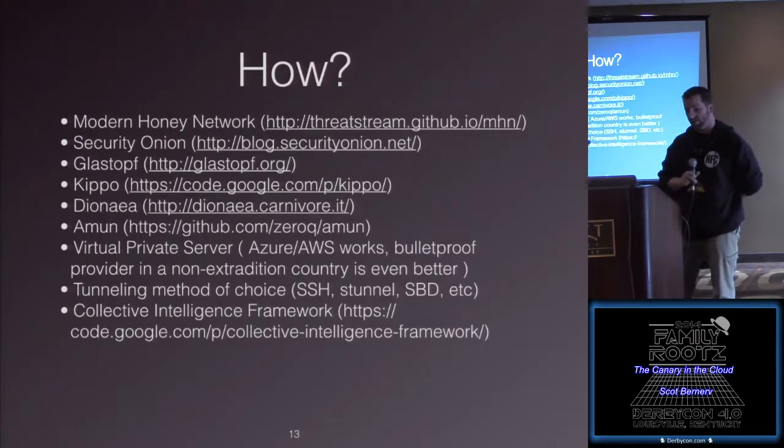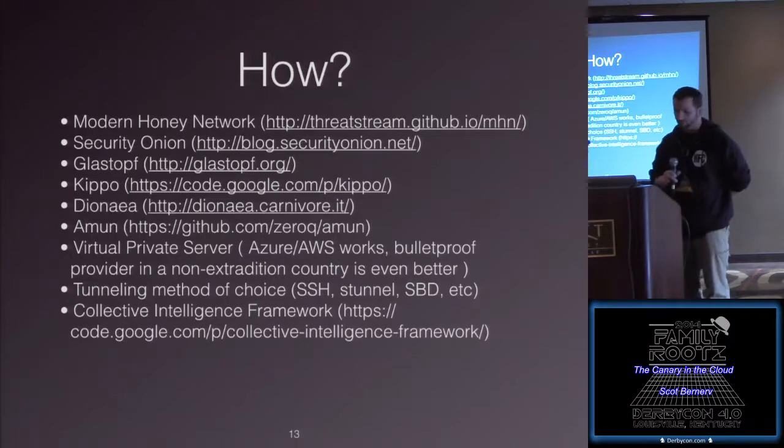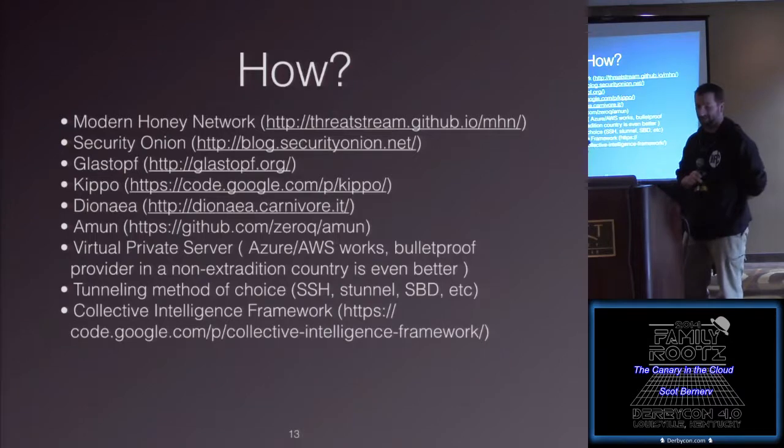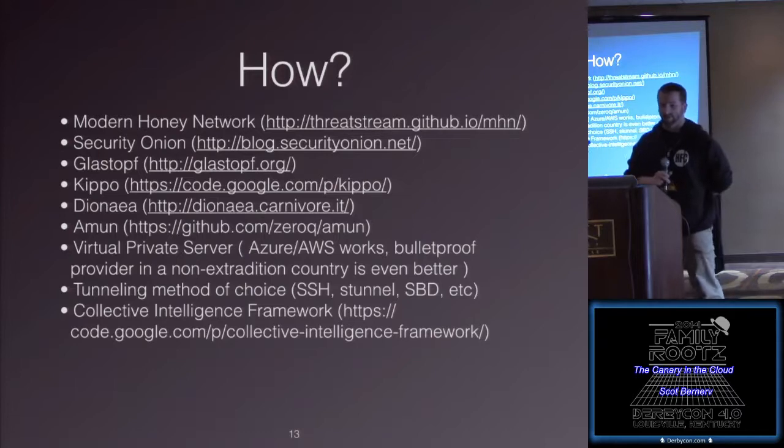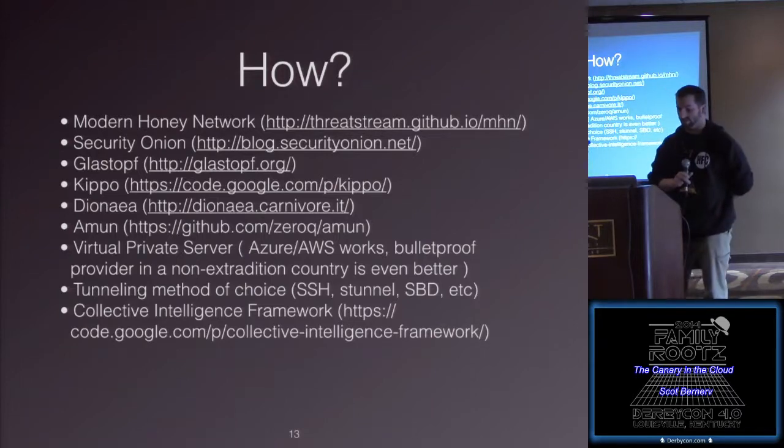In addition to that, you're going to need a couple of virtual private servers, cloud instances. I used Amazon and Azure, but if you have a bulletproof provider and a non-extradition company or country, that's probably even better. Then basically what you've got to do is patch these together, and the way you do that is by tunneling. You have a bunch of different options for tunneling, and I'm sure there's more than I detail here, but I used a variety of these, and I'll go into detail about that.